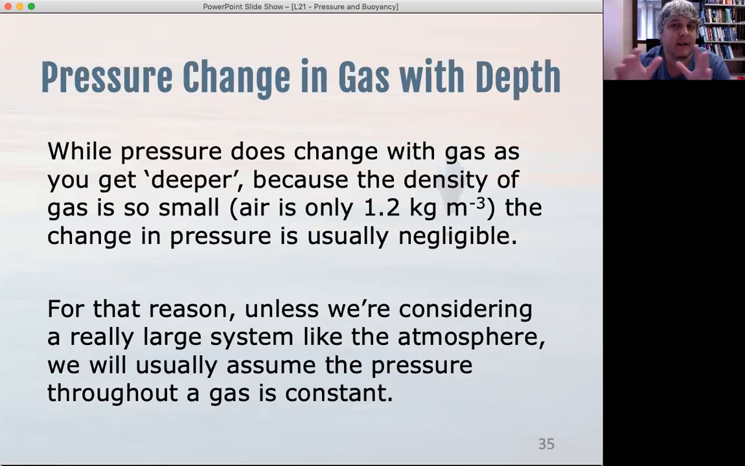With a gas, you do get slightly more towards the bottom, and indeed with atmospheric pressure, we do see that because it's a big enough scale that the air pressure near the Earth's surface is a lot greater than it is by the time you get up to the tops of mountains. But in most scenarios, the change in density of a gas is pretty minimal. So we will just about always treat gas as being at a constant pressure. Unless we're considering a really big system like the atmosphere, we will assume that the gas in our system is at a constant pressure.